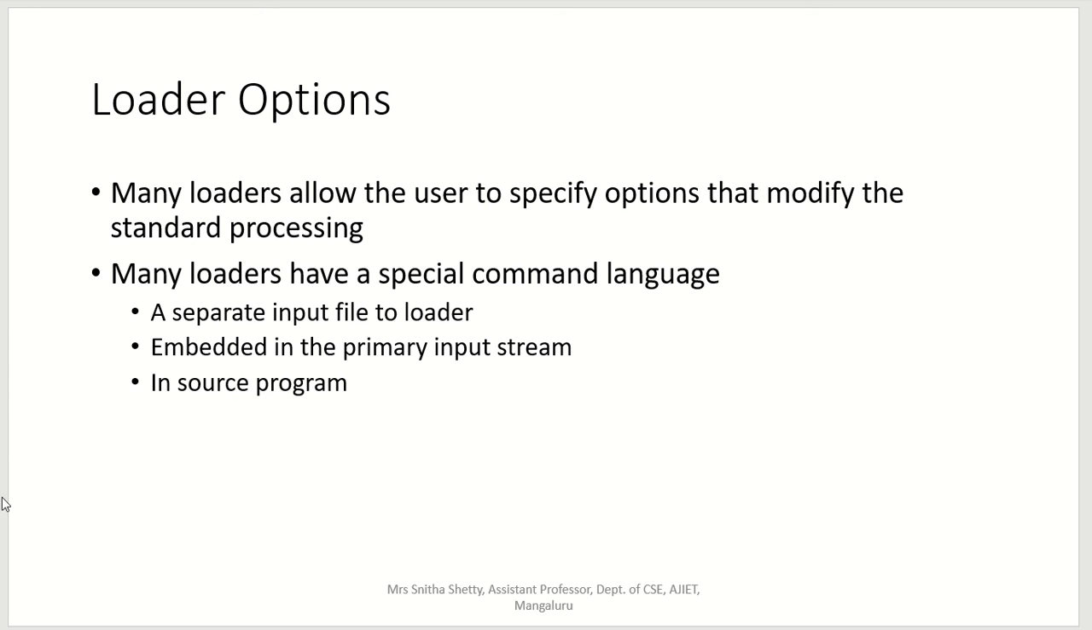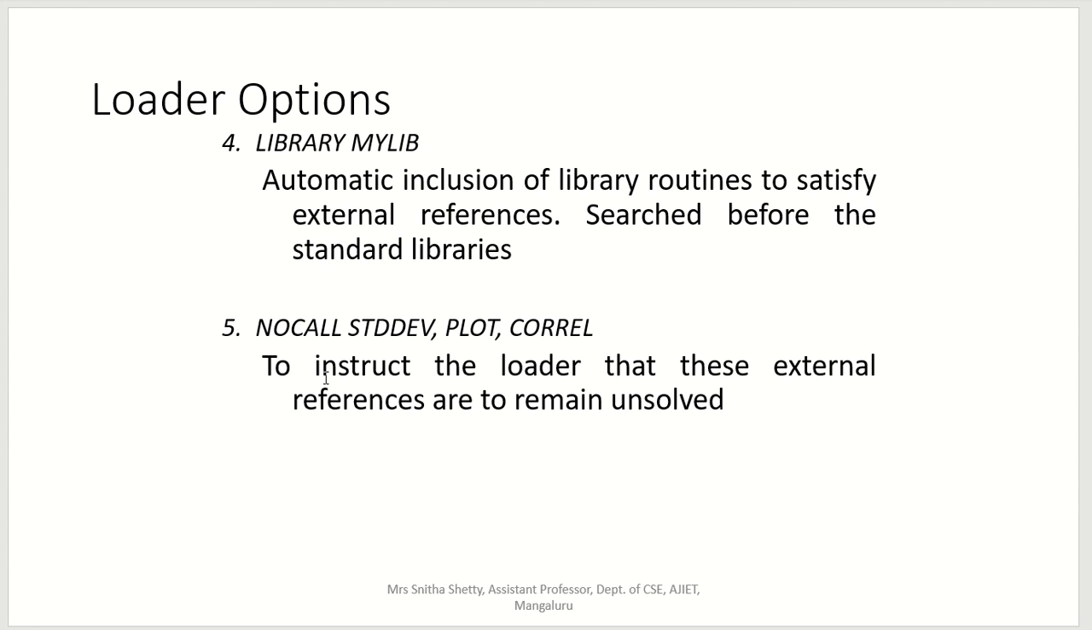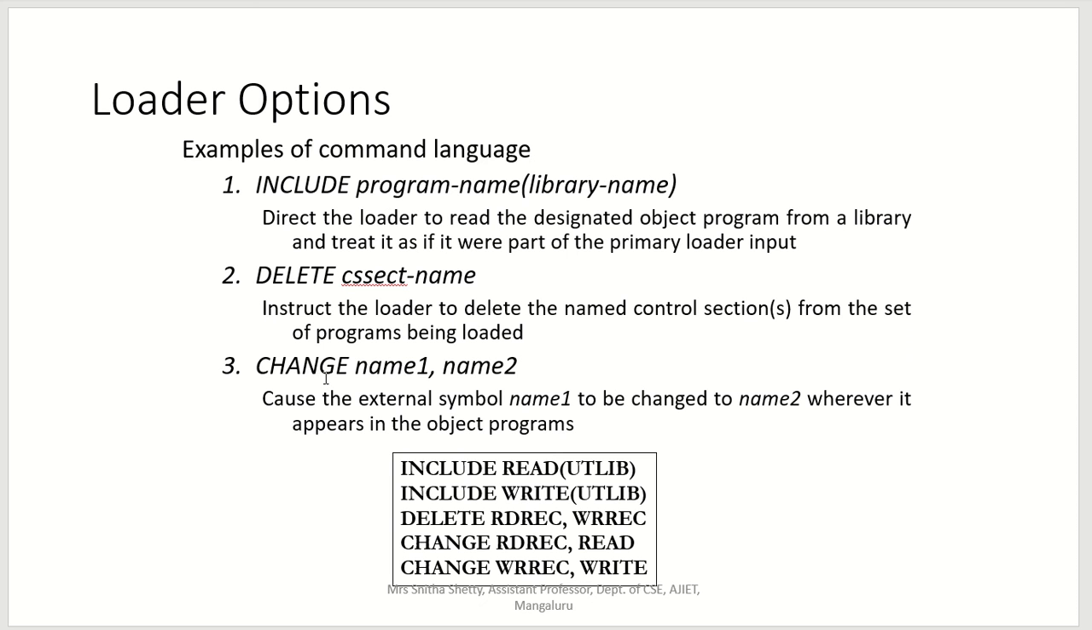Okay, so what are the different loader options? Some command language loader options are include, delete, change, library, my library, and no call. So these are the 5 different loader options. What is the first one? Include. It will include the program name along with the library name. So I'll repeat this: the first loader option is include, which includes the program name along with the library name.